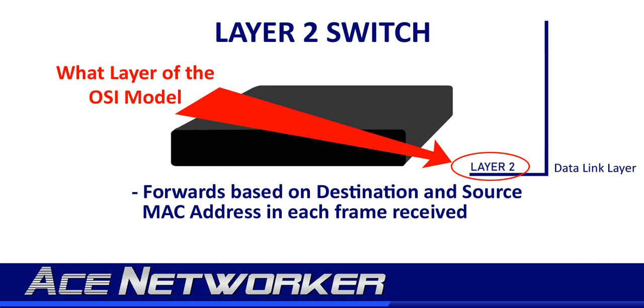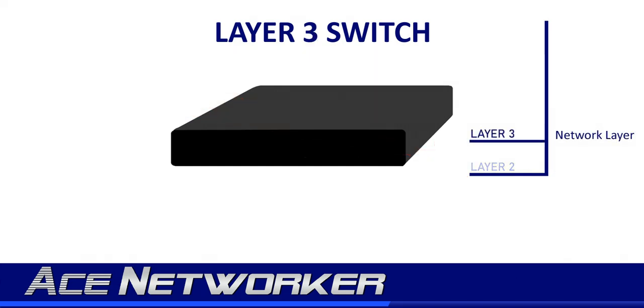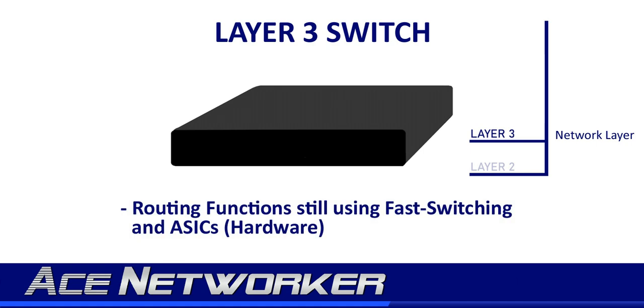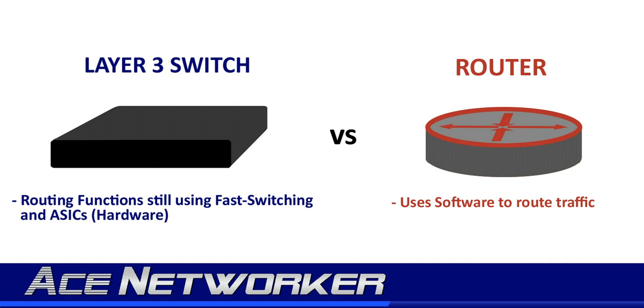Now, different technology building companies that build network hardware and software components have begun developing multi-layer switches for use. This leads us to the layer 3 switch. Now, a layer 3 switch still uses fast switching with ASICs, but it can also perform similar routing functions to an actual router. This is important because on many layer 3 switches in networks and environments where they can be used, they can perform a layer 3 routing function or functions much faster than an actual router because a router uses software to route traffic.